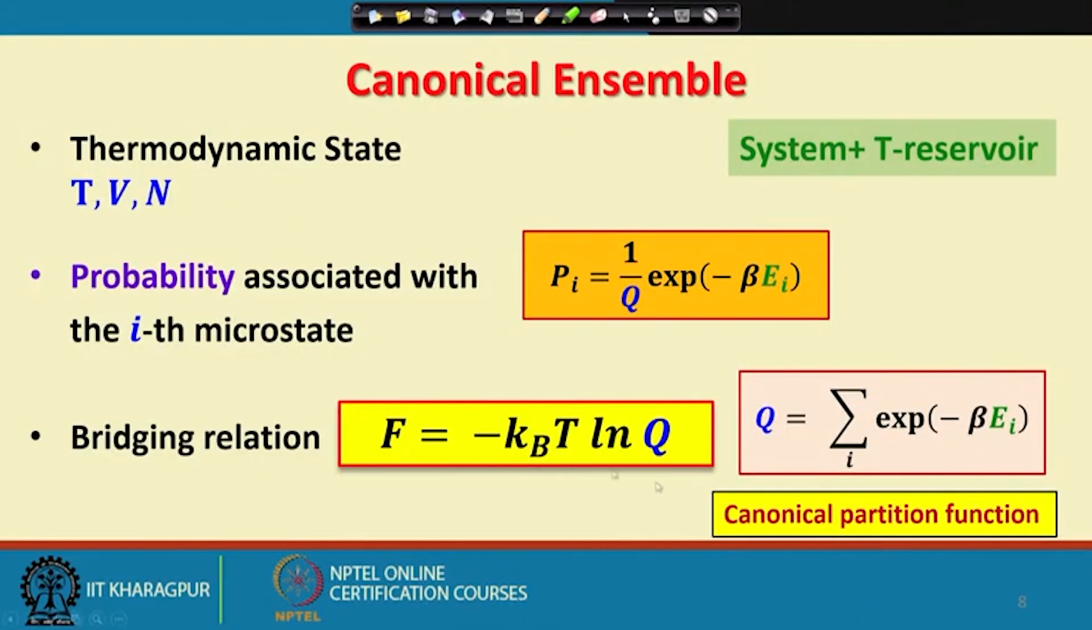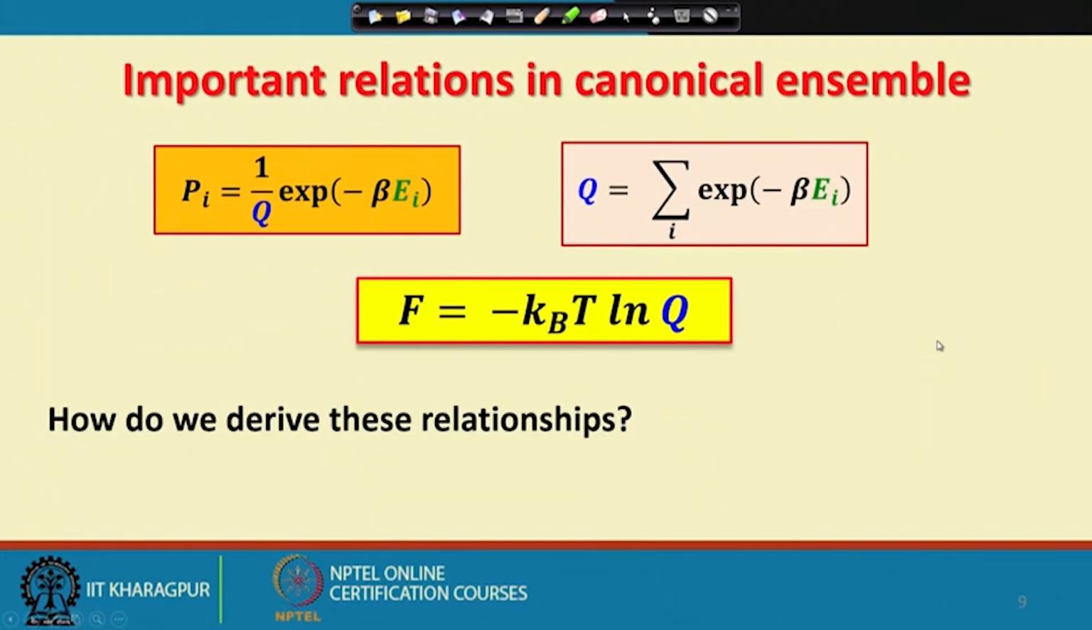Now, I have introduced this terminology, the canonical partition function, and this describes the normalization constant Q. The normalization constant Q tells us how the total available energy is distributed or partitioned amongst the different accessible energy states, and that is the reason why it is called a partition function.